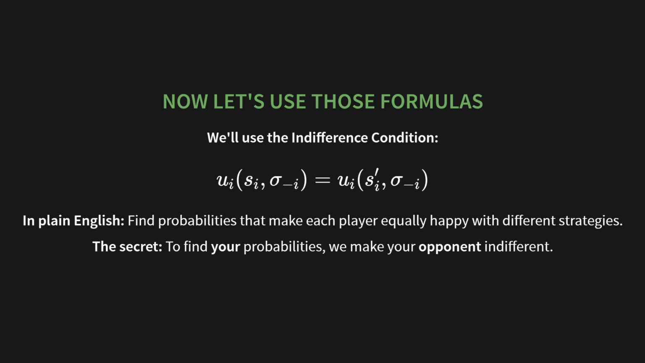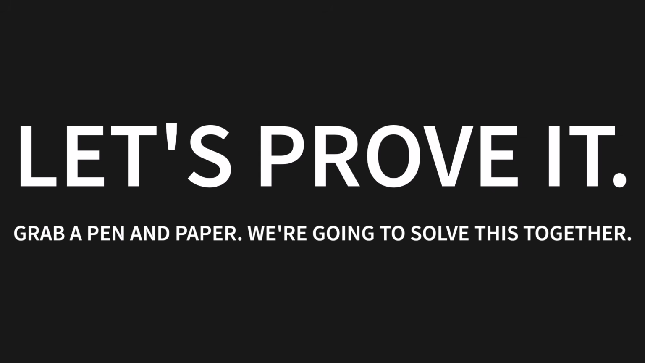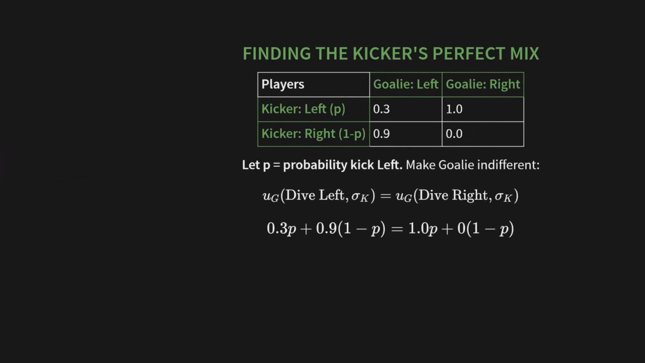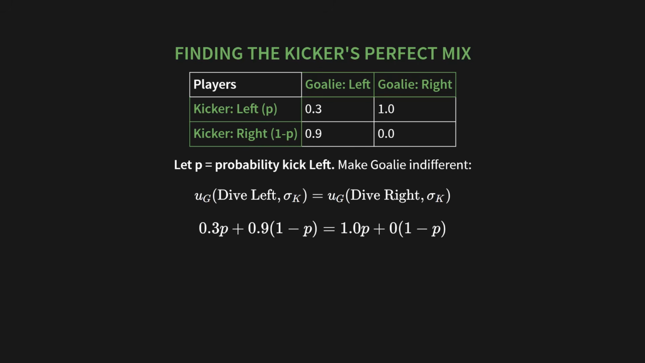So now, let's use those formulas for real. We're going to use that indifference condition. And remember the secret. To find your probabilities, we make your opponent indifferent. Let's prove it. Grab a pen and paper. We're going to solve this together. First, let's find the kicker's perfect mix. Okay, look at the table. We're going to assign a variable p to be the probability that the kicker kicks left. That means the probability they kick right has to be 1 minus p.